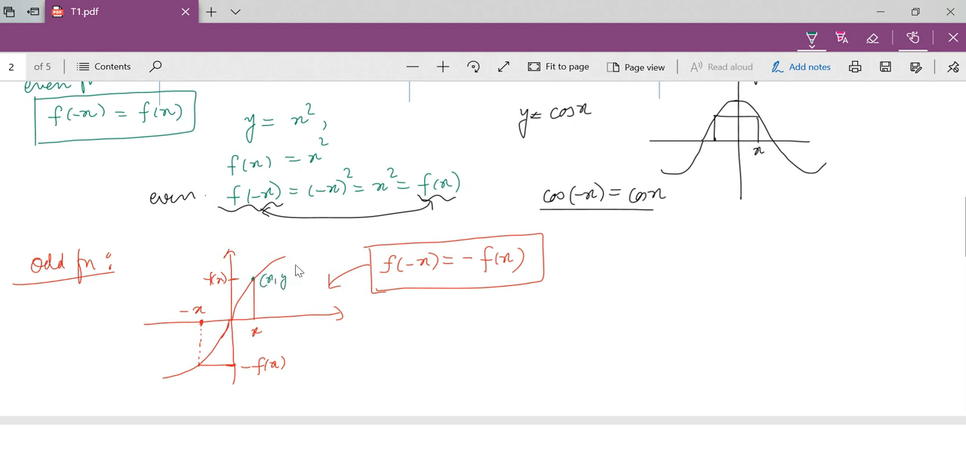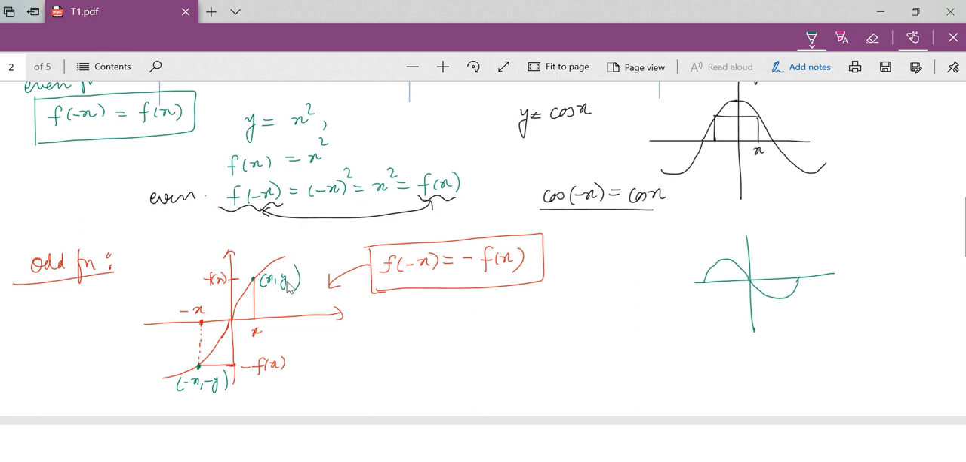And one more thing: if this point is x comma y, then what is this point? Minus x comma minus y, isn't it? If you can show that x, y is a point and minus x, minus y is also a point in that function, you have shown that your function is an odd function. And necessarily it need not be in the first quadrant, okay? So you may have something like this, and something like this. So this is also an odd function, you can see.